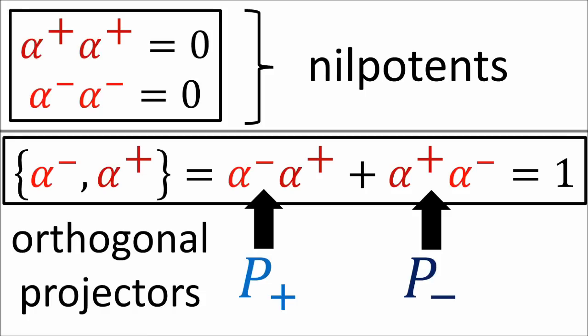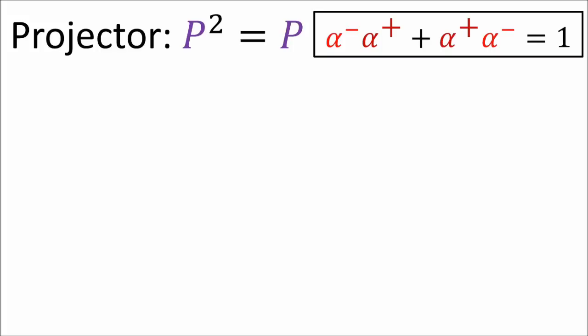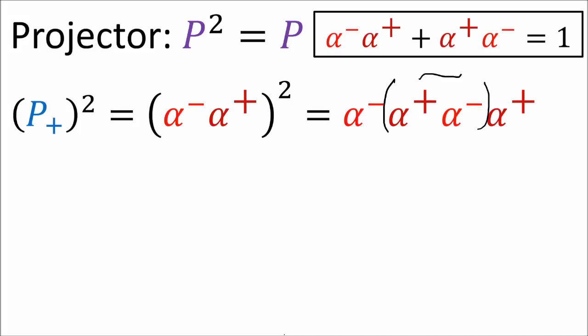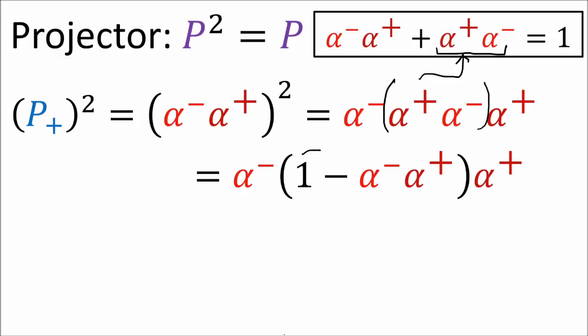If you like, you can pause the video and try to prove that each of these two elements are projectors. That is, they square to themselves. But I'm going to go ahead and prove it now. Let's take P plus, which equals alpha minus alpha plus, and show that it squares to itself. We get a product of 4 operators, and we can take the inner alpha plus alpha minus, and notice that it matches this term in our anti-commutation relation. This means we can rewrite it as 1 minus alpha plus.